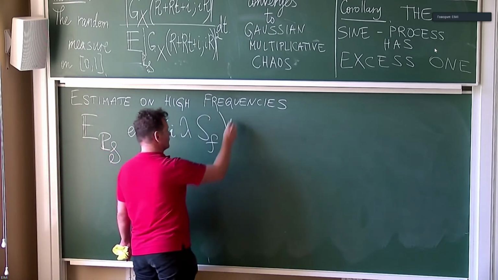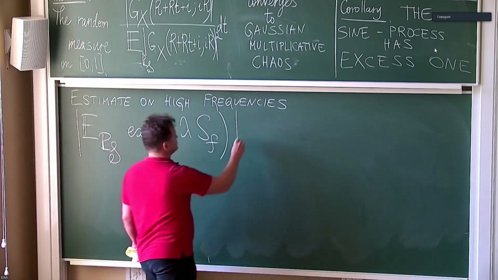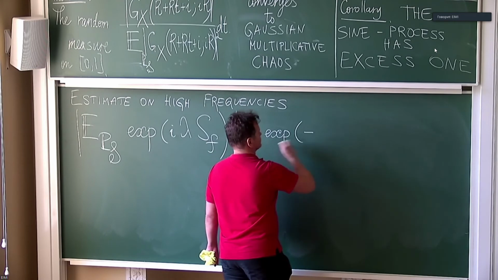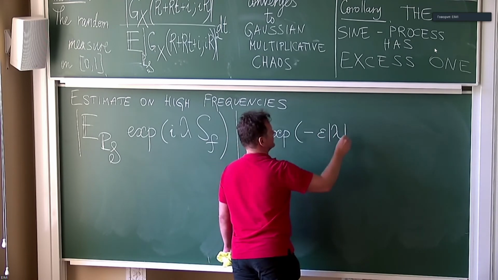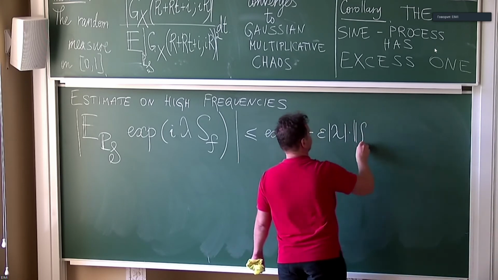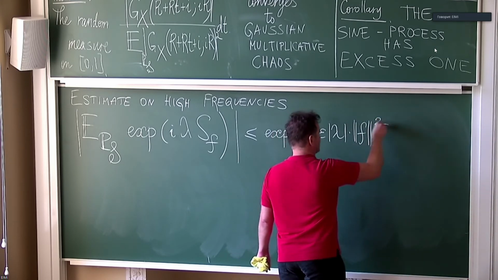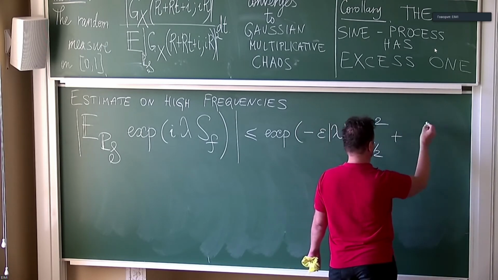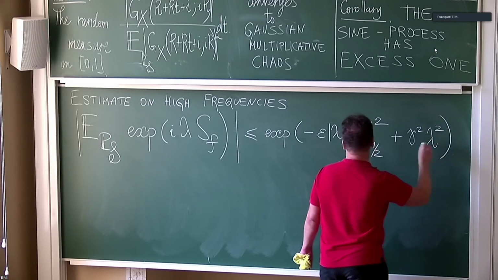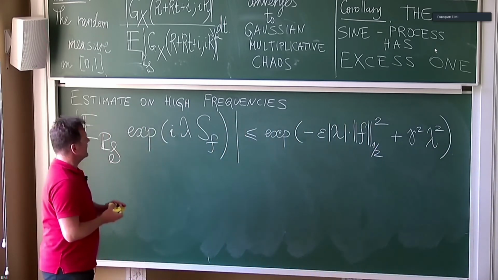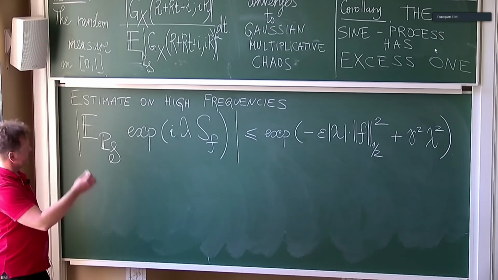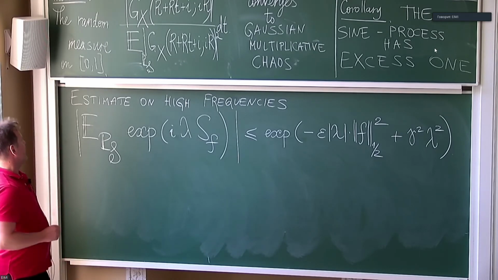So in fact, if I have the exponential of e to the i lambda sum f, then I can prove that this quantity is less than exponential of minus a certain epsilon, absolute value of lambda, times the H^(1/2) norm of f squared plus gamma squared lambda squared. So this estimate works, as one can see, for lambda all the way up to the Sobolev semi-norm of f.